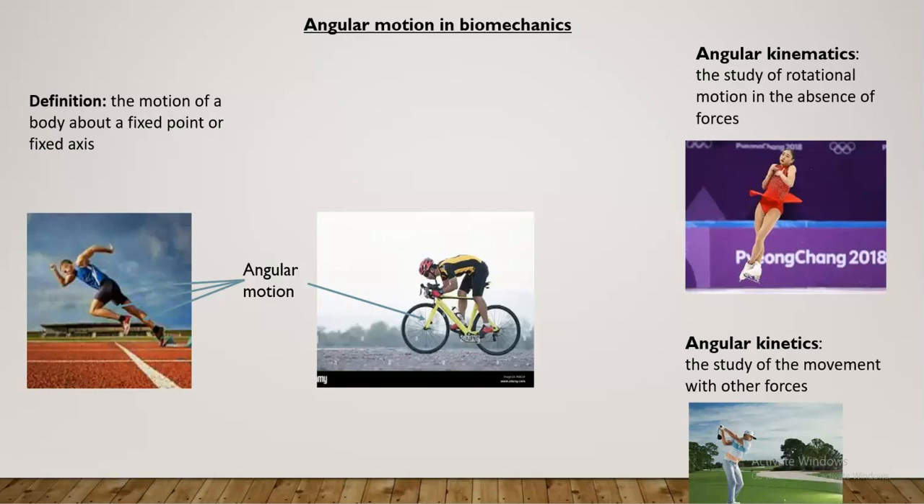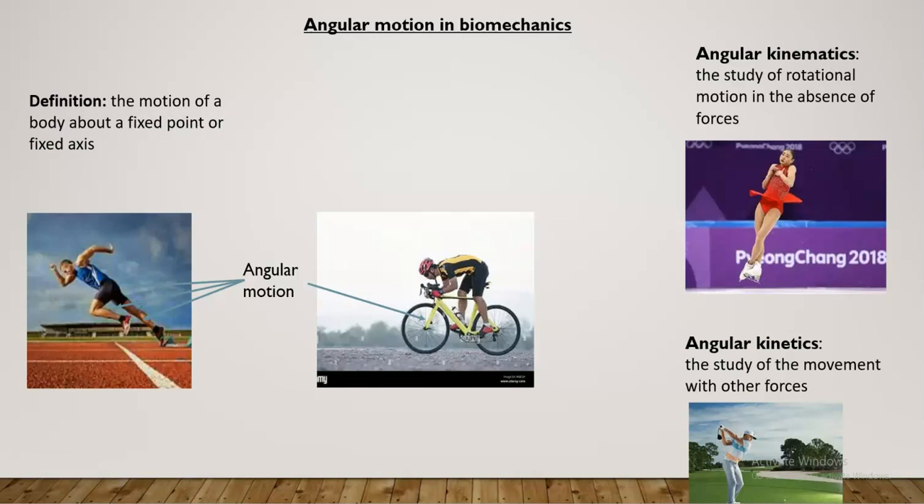Angular kinematics is the study of rotational motion in absence of forces. An example of when this can be utilized in sport could be within figure skating, when performing a triple axel jump, which requires 3.5 rotations. Aspects that could be studied in angular kinematics within this movement could be the conservation of angular momentum and overcoming inertia.